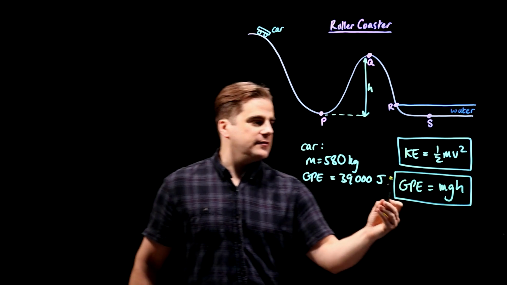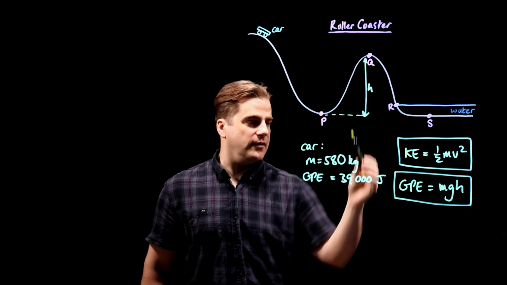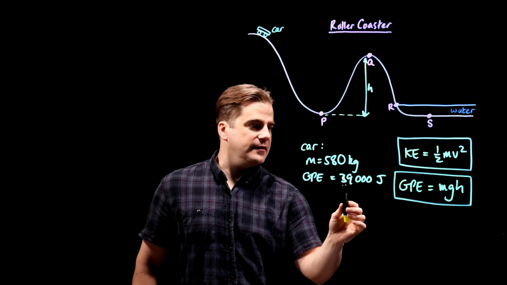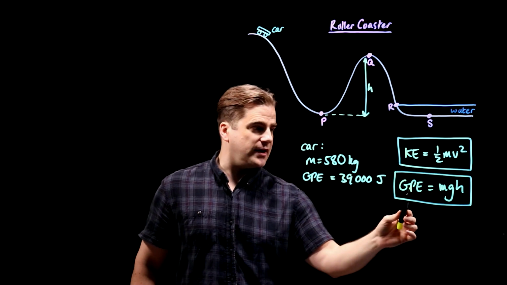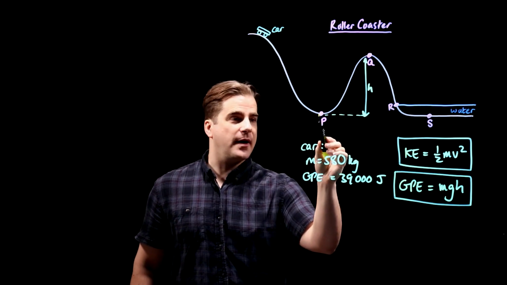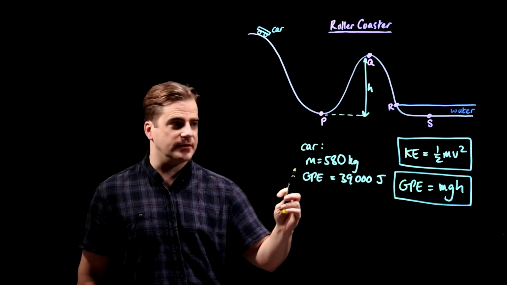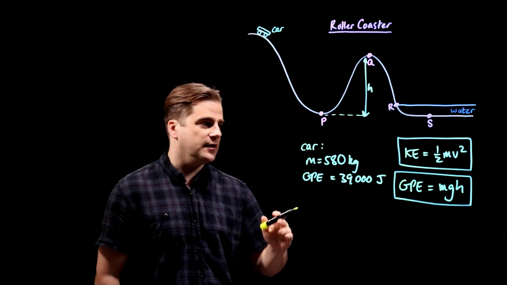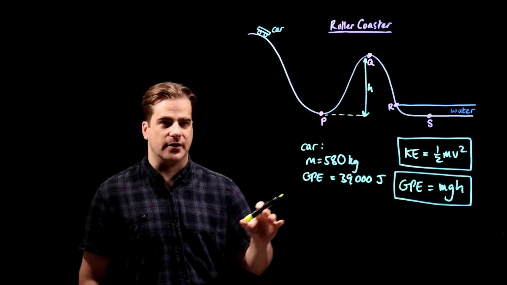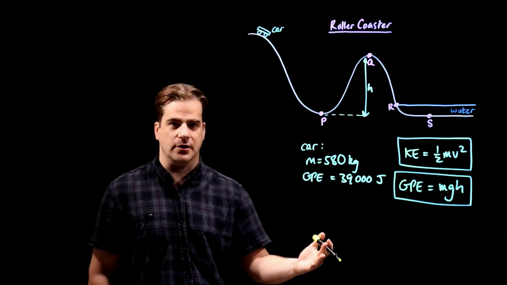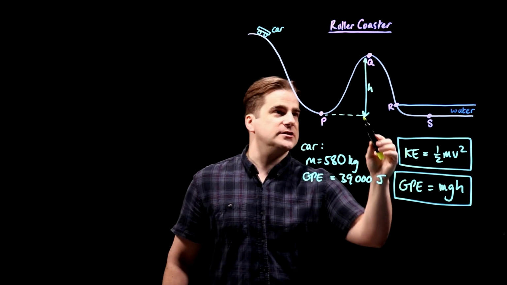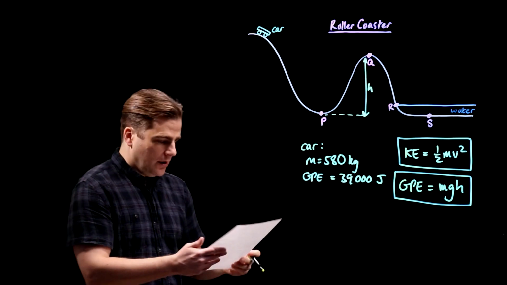Okay, so as it goes from P to Q, it gains 39,000 joules of energy, which is equal to the mass of the car times g, the gravitational field strength, which is a constant on Earth at 10 or sometimes 9.8, depending on what they want you to use in the exam. And h is the height.